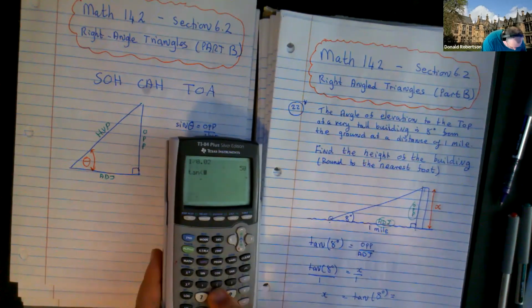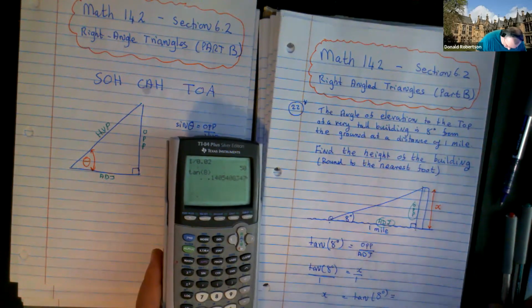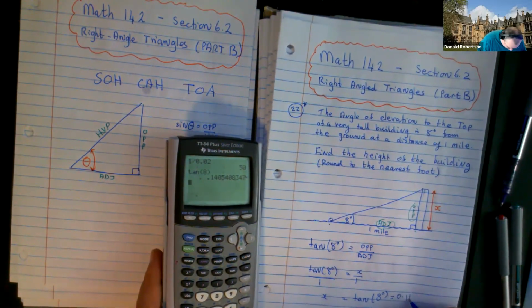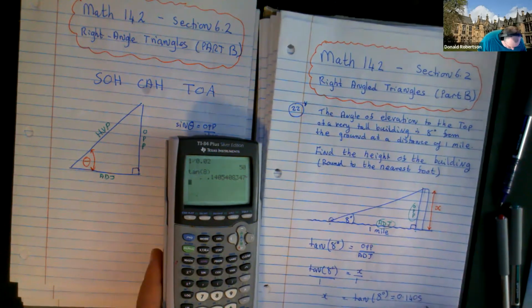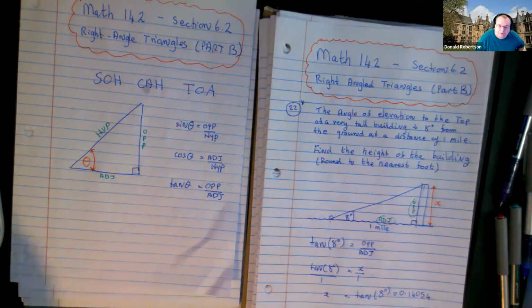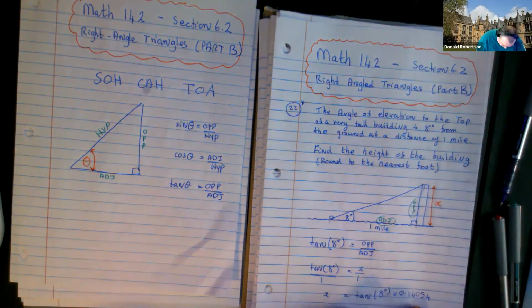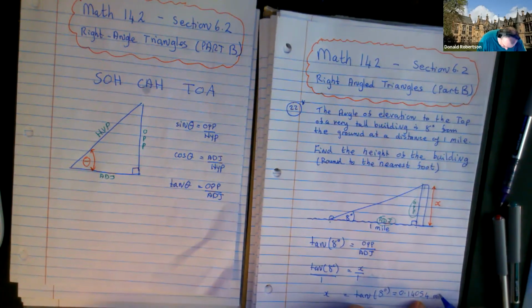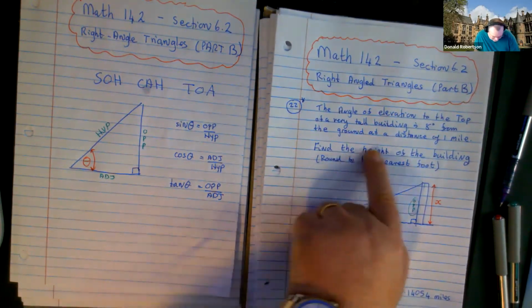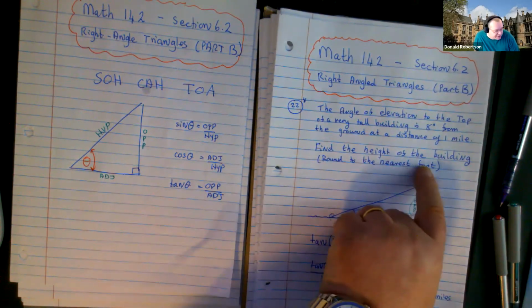And this is not the final answer. It is 0.14054 and some other stuff, right? And the reason it's not the answer they want is that this is how tall it is in miles, right? Because the units were miles. They want to find the height of the building in feet.